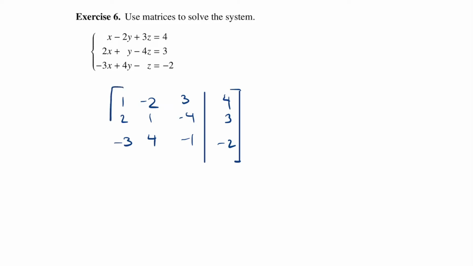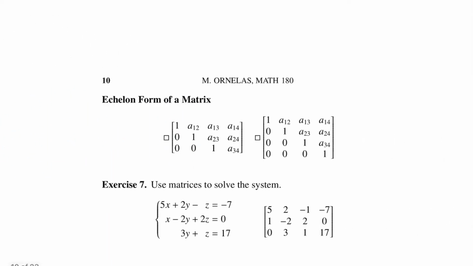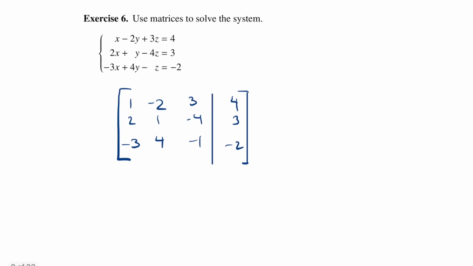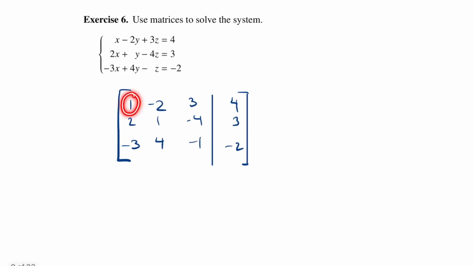Now we want to do what's called row echelon form. This is what row echelon form looks like. You have ones along the diagonal and zeros everywhere below, and these can be any numbers. The goal is to get a 1 followed by zeros below, then 1 with zeros below, then 1 with zeros below, and finally 1. So that's our goal here.